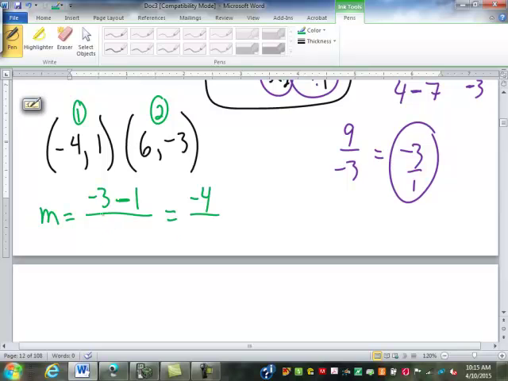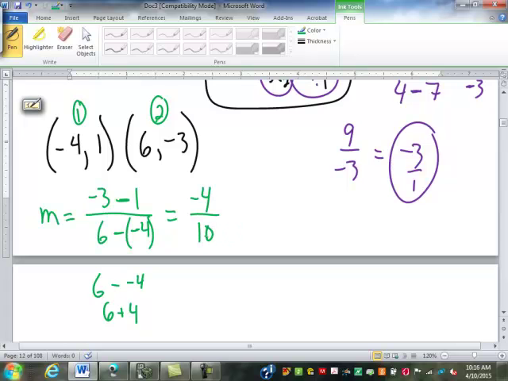On bottom, then it's x2, which would be point 2. X coordinate is 6. Minus x1, which is -4. So we now have 6 minus a -4. Remember, when we subtract with a negative, 6 minus a -4 becomes 6 plus a +4, which is 10.